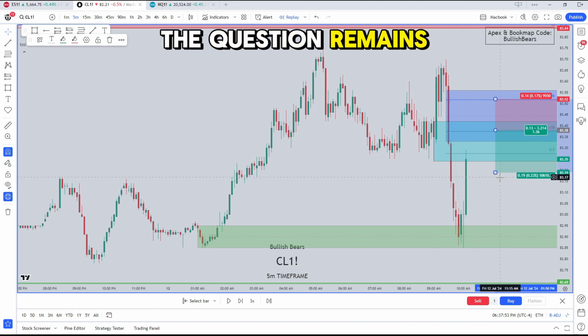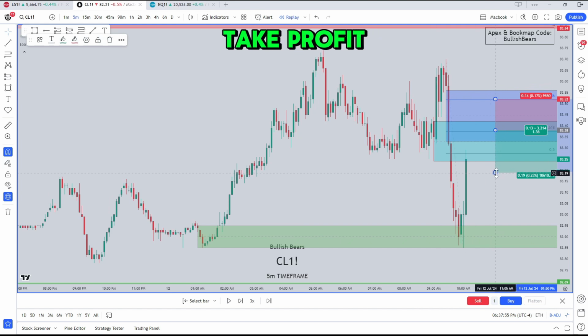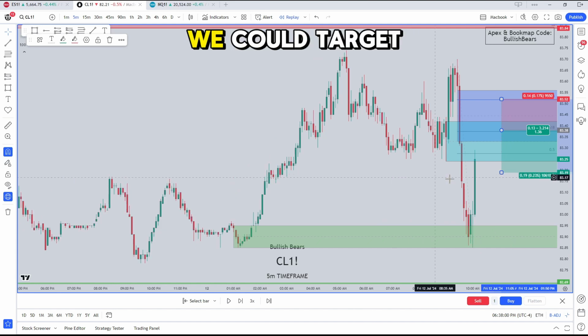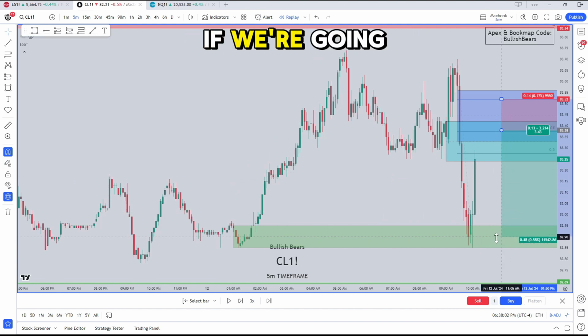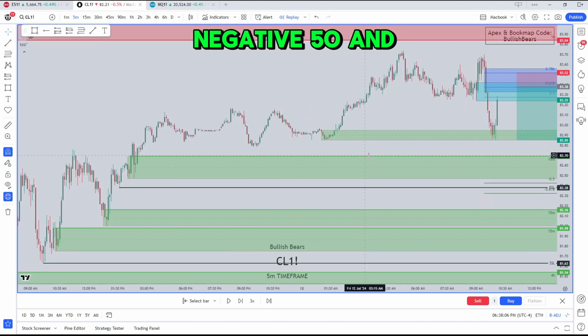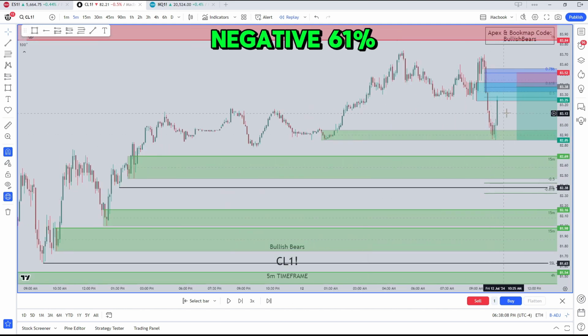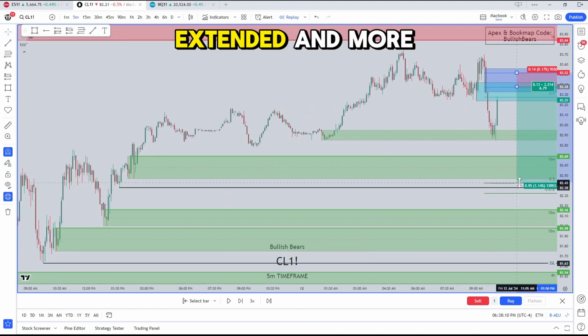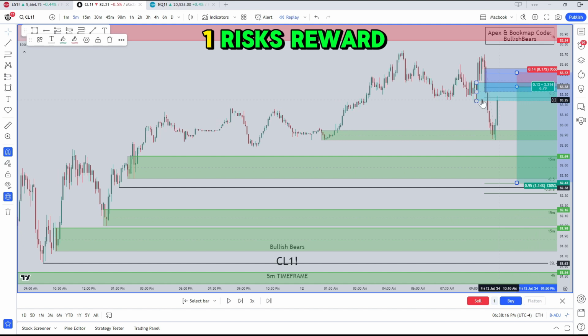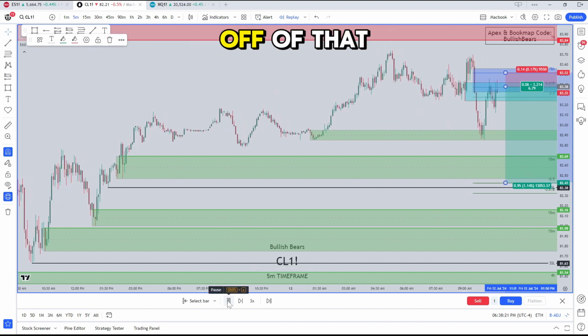Now the question remains of where do I find my take profit? Well, we could have a few targets when we're trading with the optimal trade entry. We could target a new low if we're going for a short position, or we could also use the -50 and -61% to give us some extended and more measured move of a target, which gives us a really nice risk to reward on our trade, almost a 7-to-1 risk to reward. So we're going to let it play out. We're going to see how we react off of that zone.